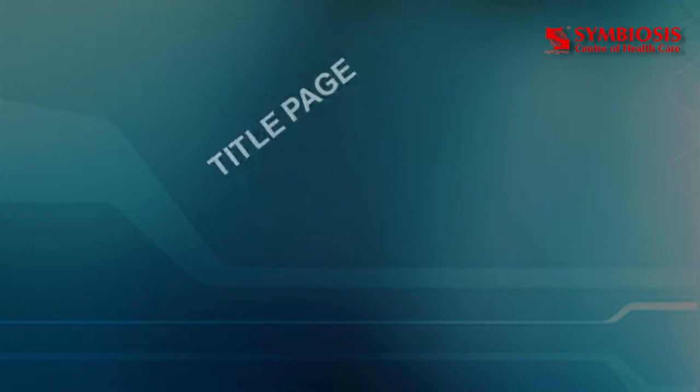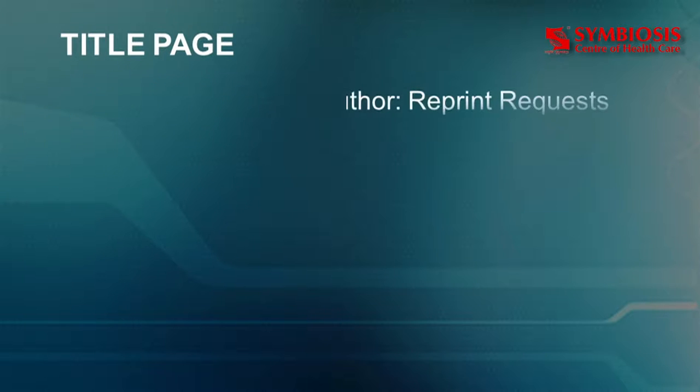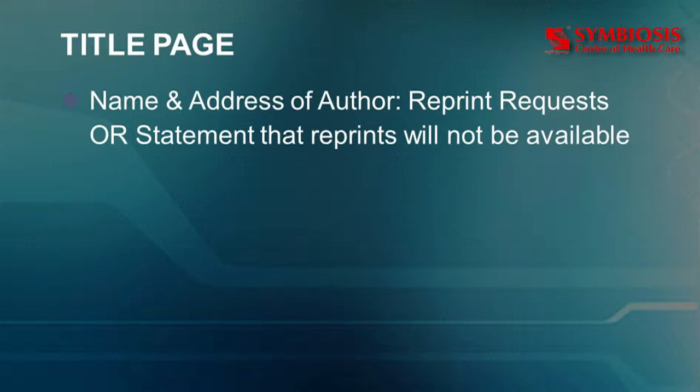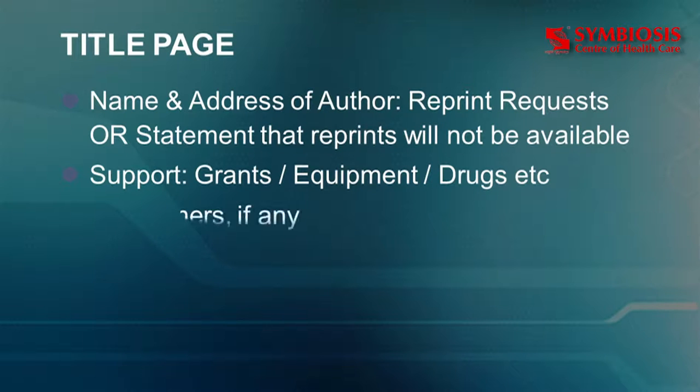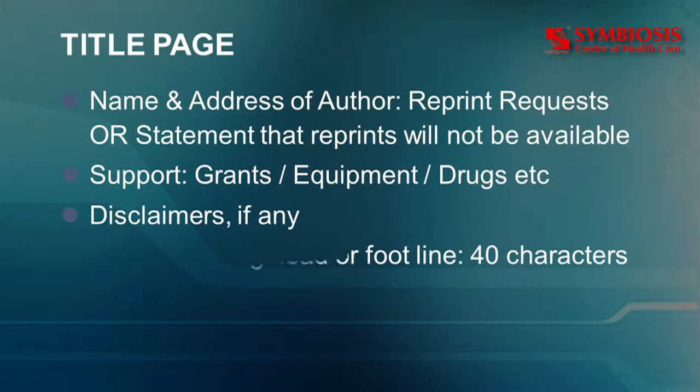The title page also needs to have, at times, a reprint request, though nowadays everything is digital, so this has disappeared, but there are still some print journals where you have to provide information related to reprint requests. Sometimes you also have procured grants or equipment and drugs for carrying out the study. That support needs to be mentioned and acknowledged here. If you have some disclaimers, this is an opportunity where you can mention them. They also need a short running head or a foot line, generally around 40 characters, to run along the manuscript. That also needs to be provided here.